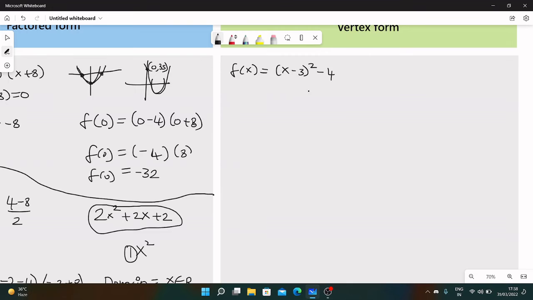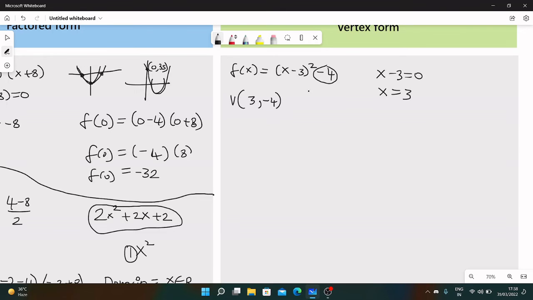Now this form is called vertex form because you don't have to do anything to find the vertex. The vertex is already given in your question. The constant that is being added or subtracted is the y coordinate of the vertex, so minus 4. And to find the x coordinate of the vertex, you take whatever's in the bracket, that's x minus 3, equate it to 0. x minus 3 equals 0. Find x: 3. So 3 comma minus 4. Done.